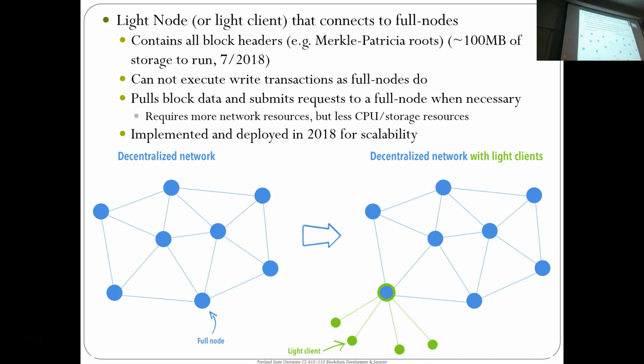Is there any load balancing for light clients to connect to full nodes, or could you just have to pick one that you hope has capacity?